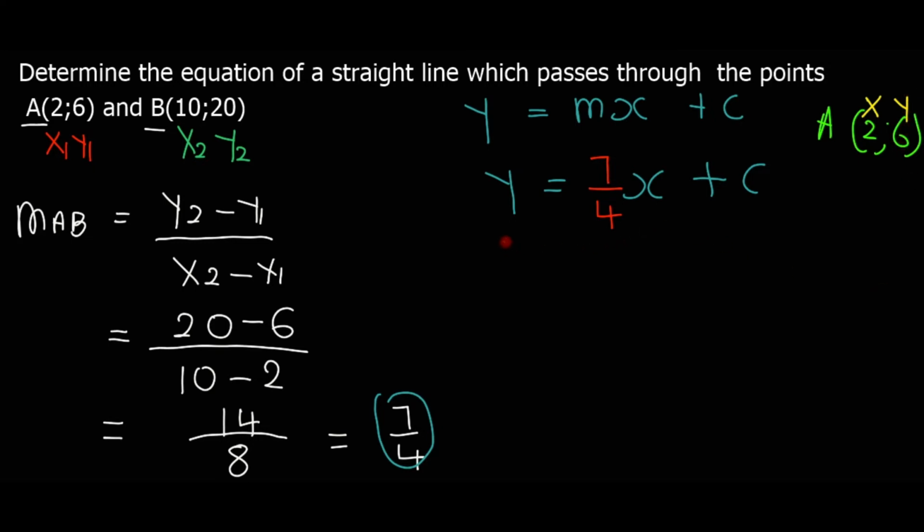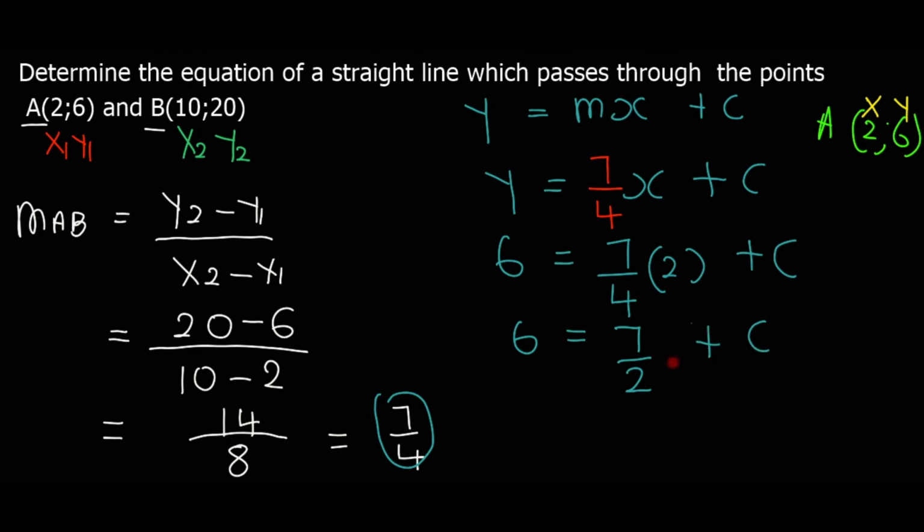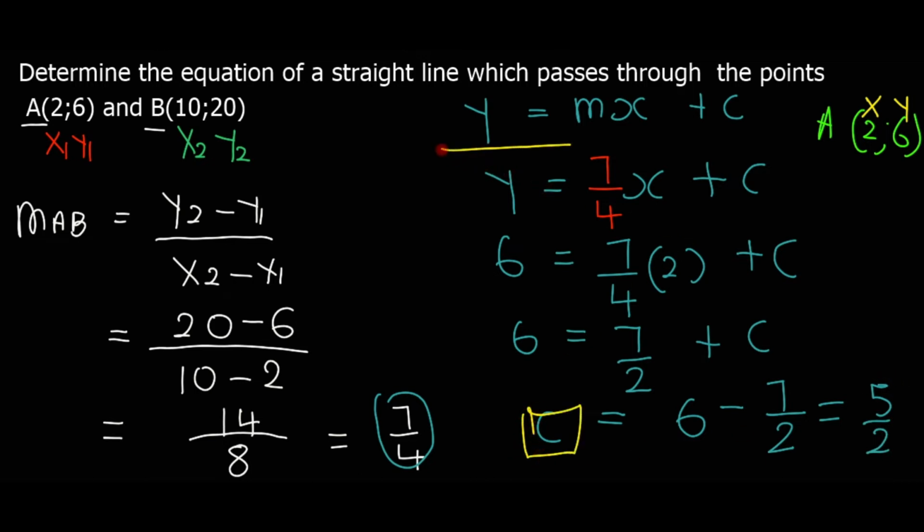So we have 6 = 7/4 times 2 + c. Now we have the unknown c, and we can solve it. 7/4 times 2 is the same as 7/2. So c = 6 - 7/2, which is the same as 5/2. Now that we have c, we need to write this equation in the standard form.